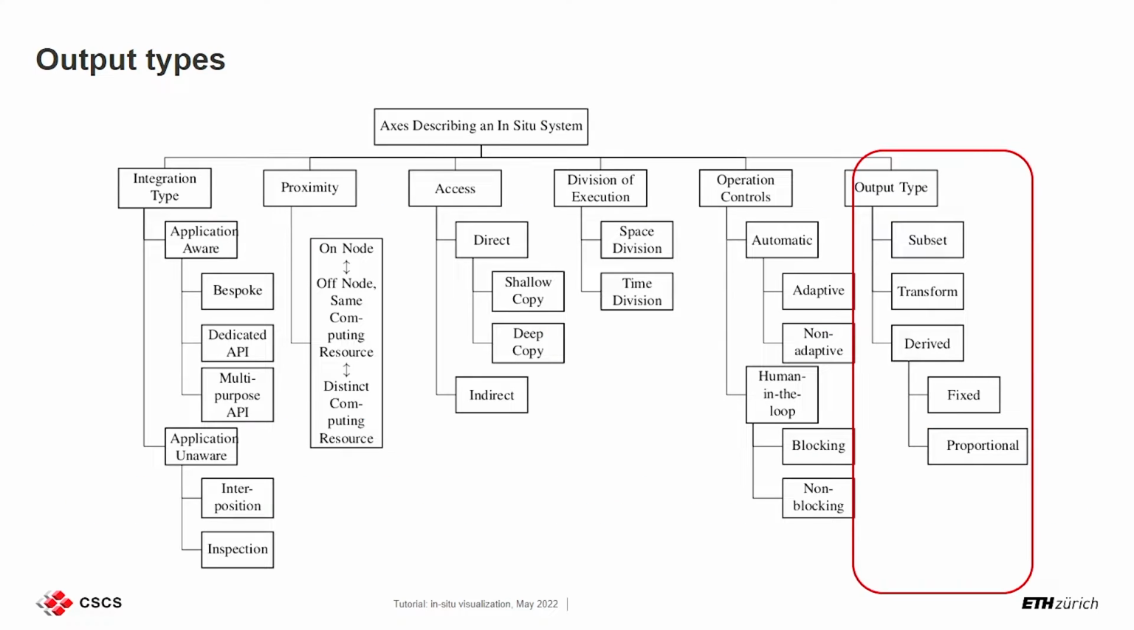Okay, output is this one. We have different types of output. We have the so-called subsets. I've given an example earlier. We have an output which is of a fixed size.